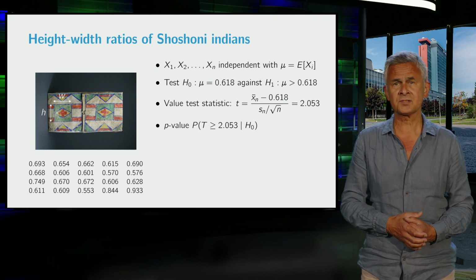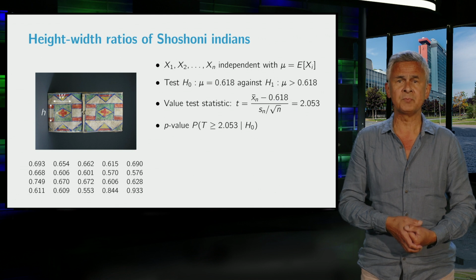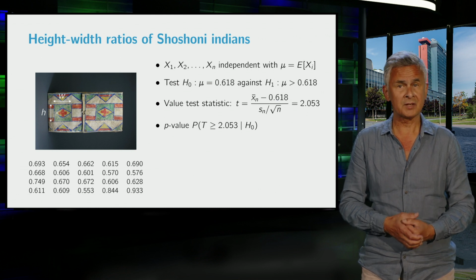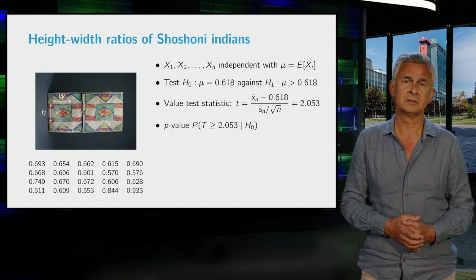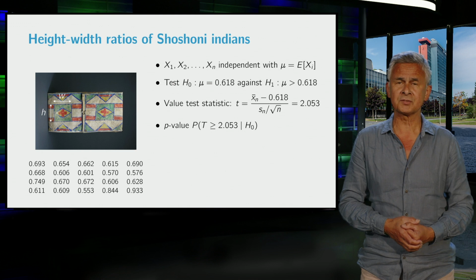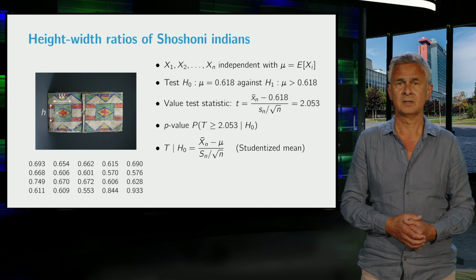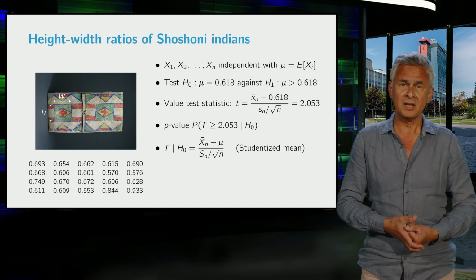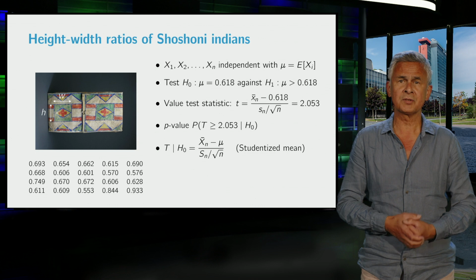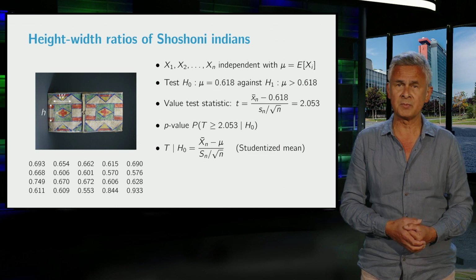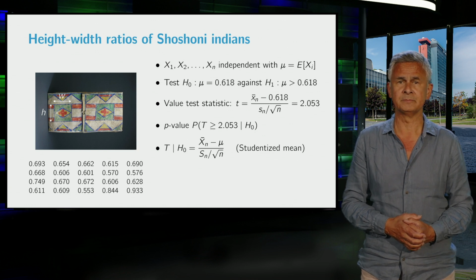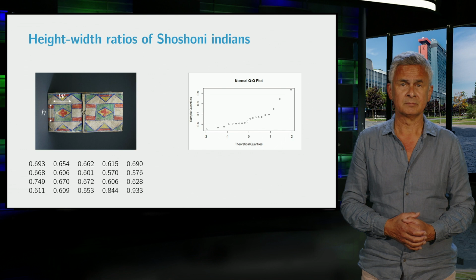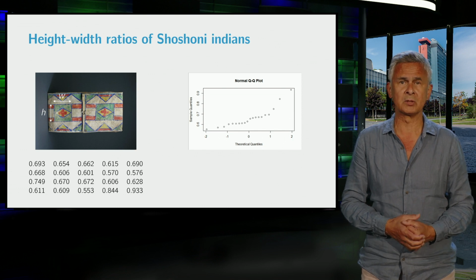In order to decide this, we want to compute the right-sided p-value. But for this, we need the distribution of the test statistic under the null hypothesis. Now recall that under the null hypothesis, the test statistic is equal to the studentized mean. The name refers to the fact that if the ratios can be modeled by a normal distribution, then the studentized mean has a Student t distribution with n minus 1 degrees of freedom. However, the assumption of normality is questionable.